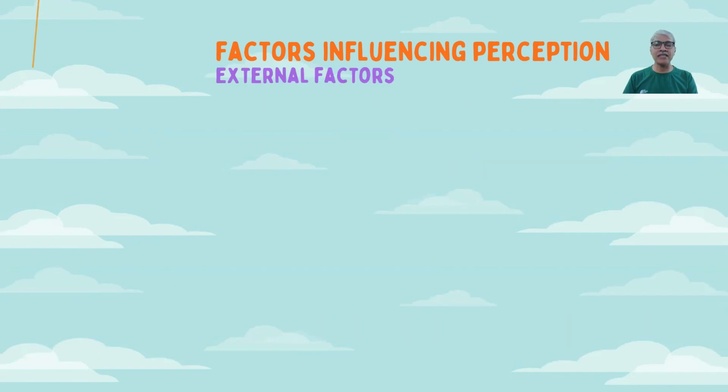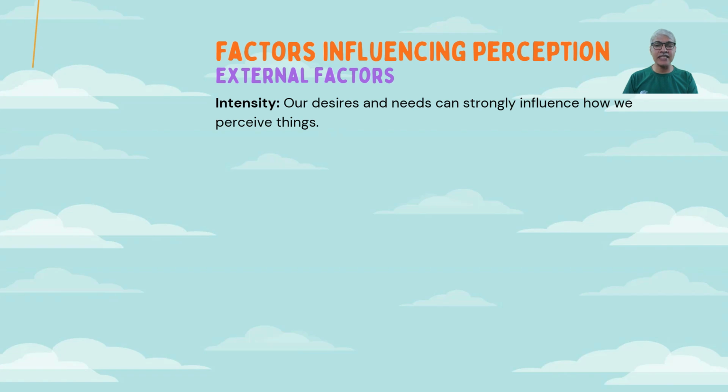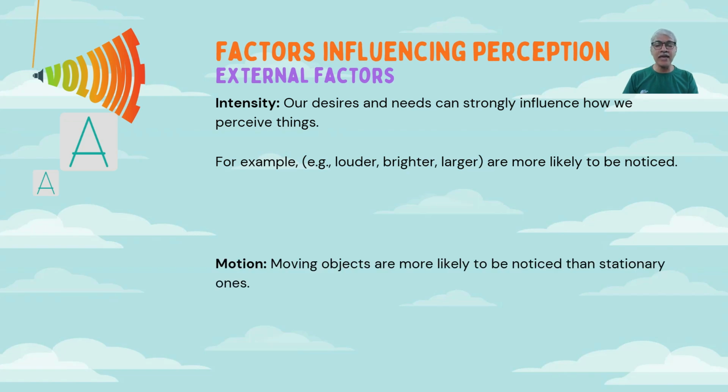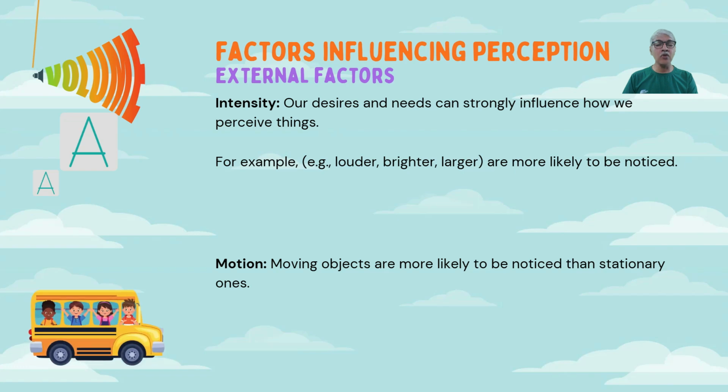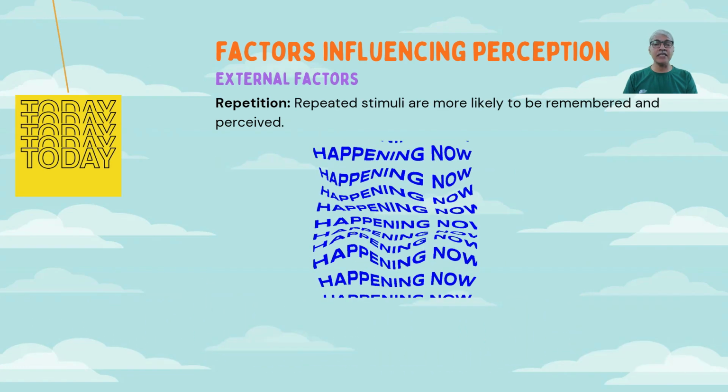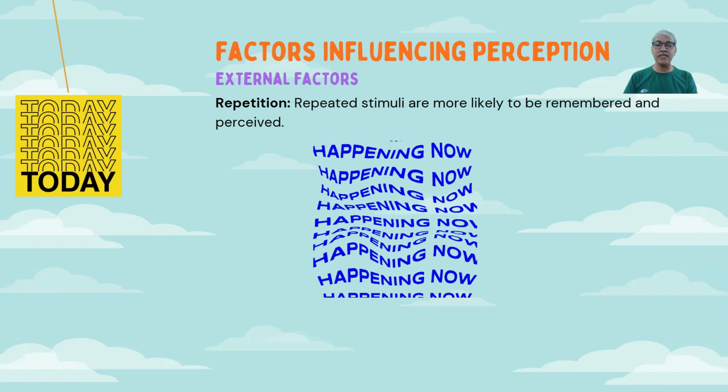Now, the external factors. The first could be intensity. For example, louder or brighter or larger things are more likely to be noticed. In the same way, moving objects are more likely to be noticed than stationary ones. Repeated stimuli are more likely to be remembered and perceived.